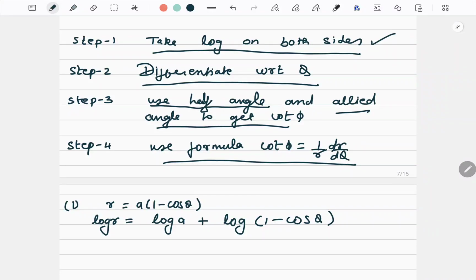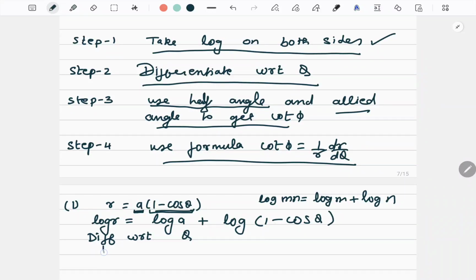Correct? What have I done? This side I have taken log. This side there are two terms. So I told you in the previous video, log of m into n is what? Log of m plus log of n. So log of a plus log of (1 minus cos theta). Now differentiate with respect to theta.